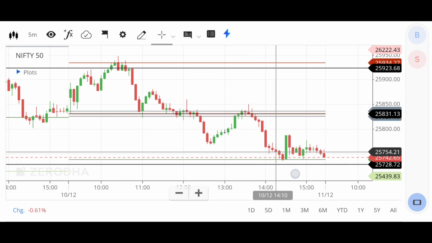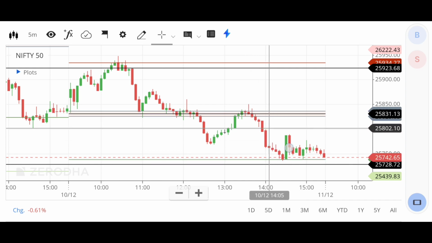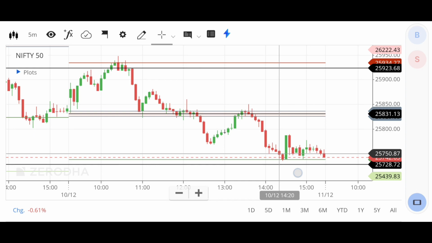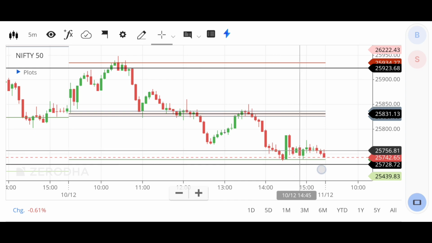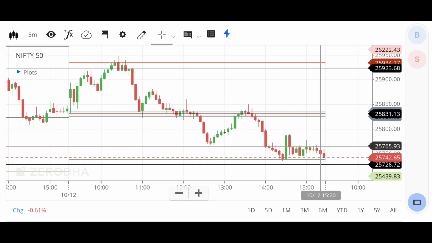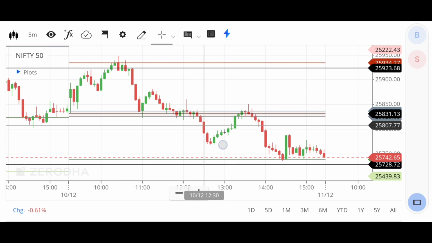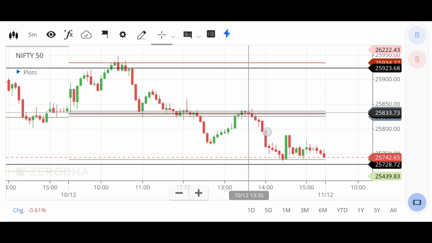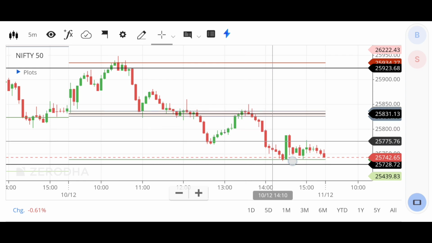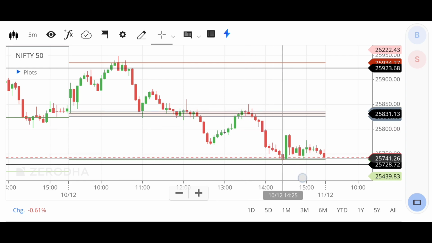Again, it came down to my target. So I made some good profit in this trade, but it tested my patience in both a good and a bad way. Because I took the trade at 12:30, and at 1:35 it tested my patience because I waited for almost more than an hour. Then again, I waited for an hour to take my profit. So I patiently waited for it to reach my target.